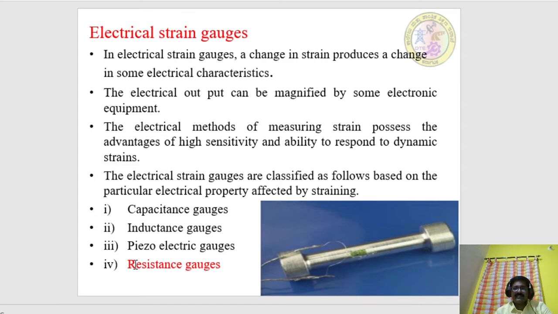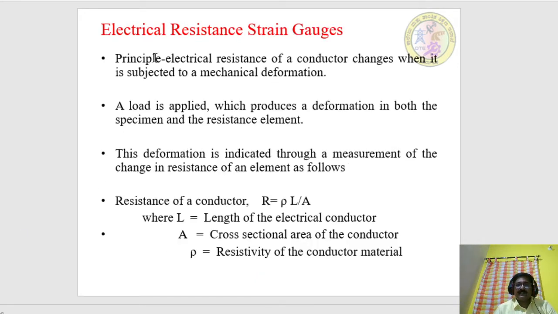These resistance gauges, which we will discuss elaborately. See, the principle behind the electrical resistance strain gauge is quite simple. Resistance of a conductor changes when it is subjected to a mechanical deformation. It's a very simple concept. Once again, electrical resistance of a conductor changes when it is subjected to a mechanical deformation.